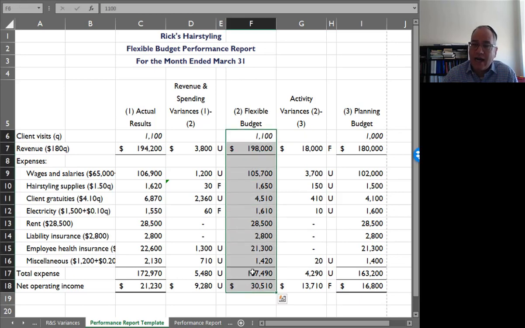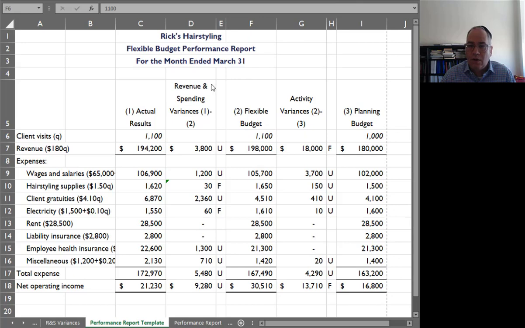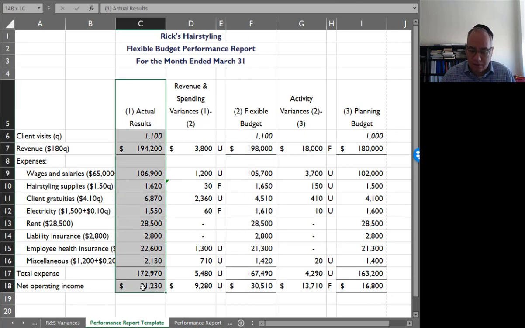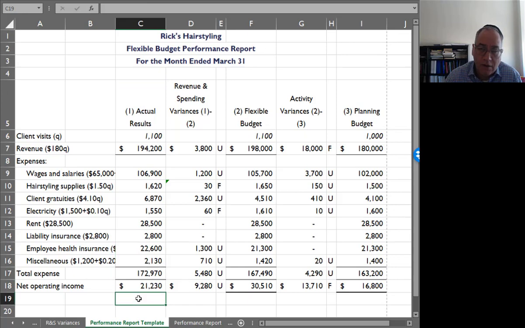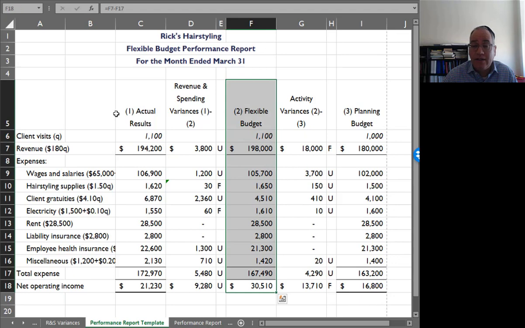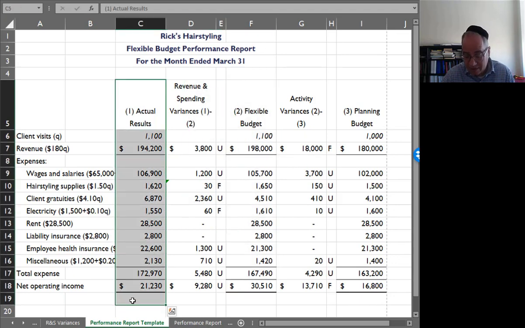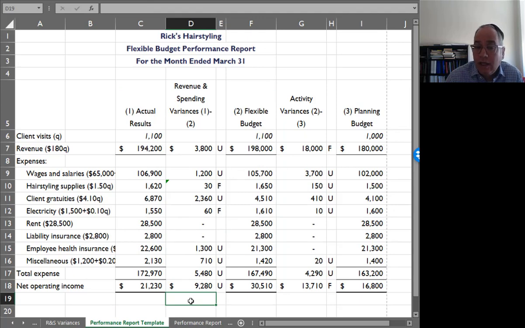The way things actually turned out was like this. We only had $21,230 in income, and we only had $194,200 in revenue. So this is what should have happened, and this is what actually happened. So let's go back and try and understand it. Revenue, something happened here with revenue.